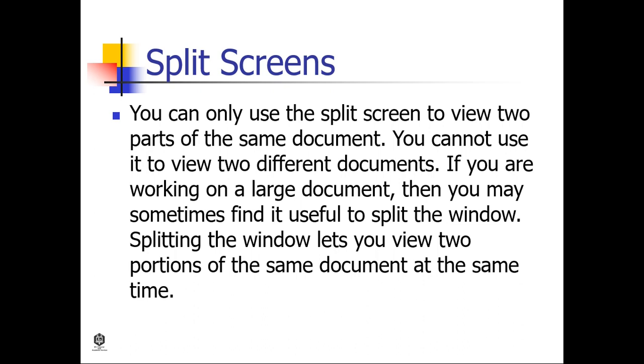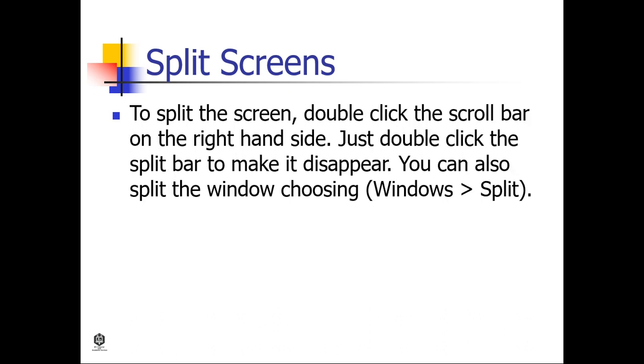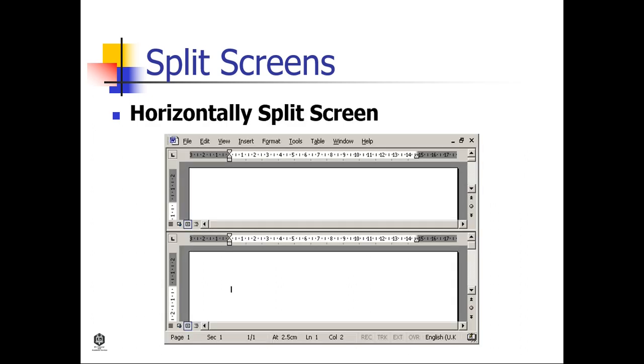You can only use the split screen to view two parts of the same document. You cannot use it to view two different documents. If you are working on a large document, then you may sometimes find it useful to split the window. Splitting the window lets you view two versions of the same document at the same time. To split the screen, double-click the scroll bar on the right-hand side. Just double-click the split bar to make it disappear. You can also split the window choosing Windows, then Split. So here's the example of horizontally split screen.